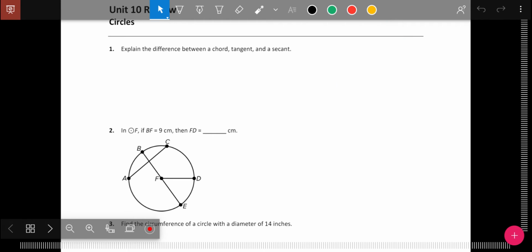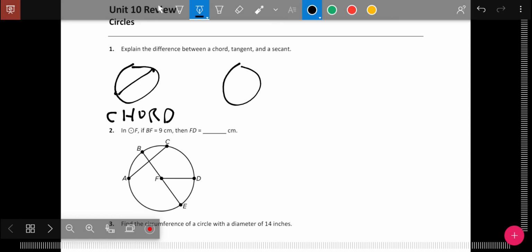So let's go through the review here. The first page we did in class, I'm going to go through it pretty quick. I'm not going to say all the words here. A chord, right? A chord is any line that starts and stops on the circle. And so that would be a chord.